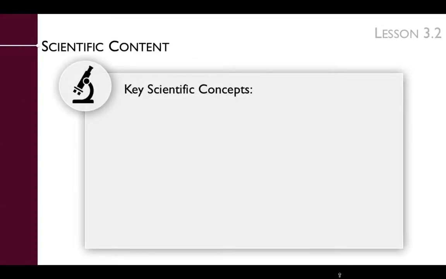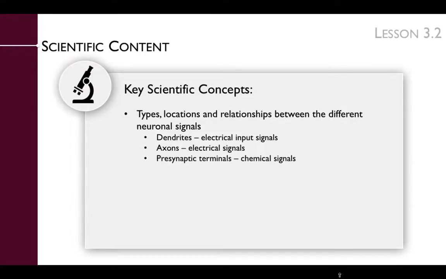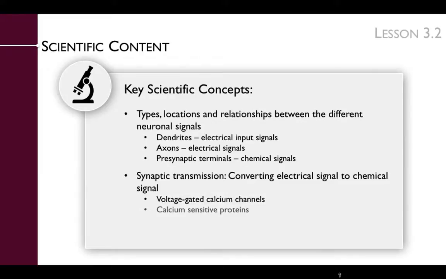To prepare for this lesson, you'll need to review the key scientific concepts presented in it. They include the types, locations, and relationships between the different neuronal signals, including that dendrites generate electrical input signals, axons generate electrical signals, and the presynaptic terminal generates chemical signals. Synaptic transmission, which is the process of converting electrical signals of the action potential into a chemical signal at the synapse, requires an understanding of voltage-gated calcium channels, calcium-sensitive proteins, synaptic vesicles, neurotransmitters, and receptors and ion channels.